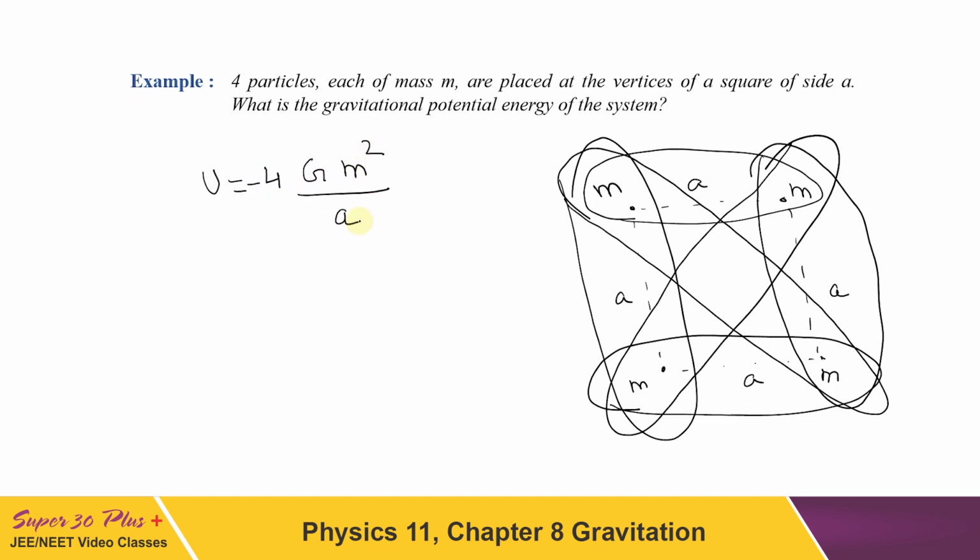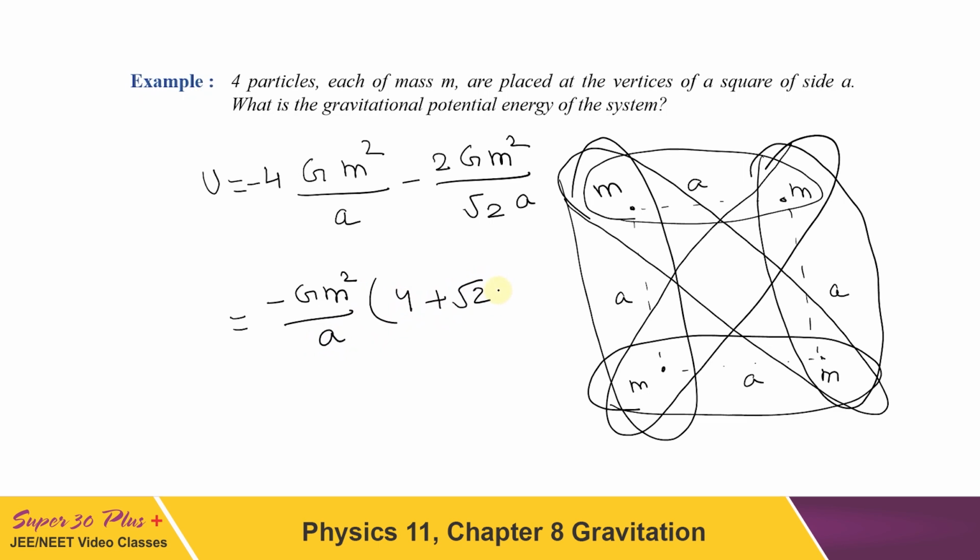-Gm²/a. And for the other two pairs which are along the diagonal, we have to write -Gm², where the distance has become √2a. So on solving this, we will get -Gm²/a can be taken as common, and it will be (4 + √2). This is the potential energy of the whole system.